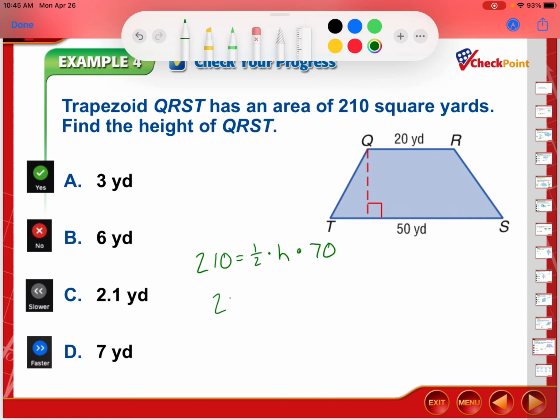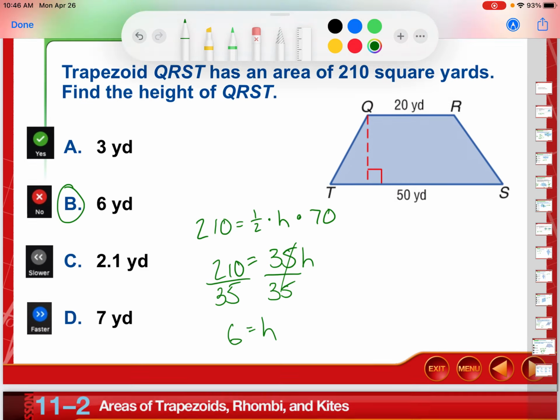So I could say 210 equals 35h, and I would divide each side by 35, which would give me 6. So 6 equals h. Perfect.